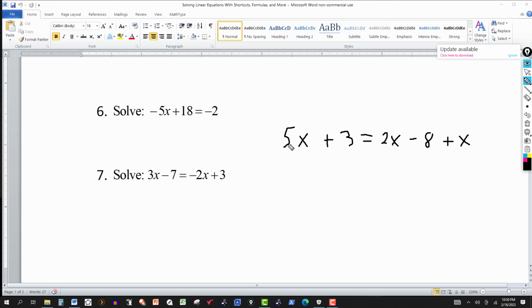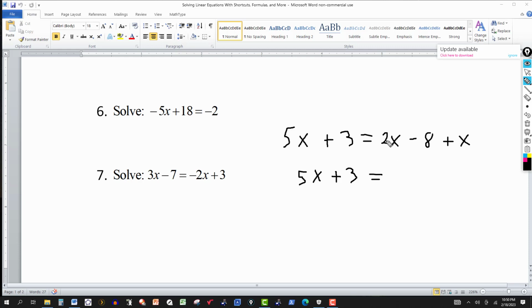Well, I can't add up a 5x and a 3 on the left side, so I'm going to leave that the way it is for now. This will be 5x plus 3. What can I do on the right side? Well, if I had another, say a 3 over here, I would combine those with the minus 8. You can combine the numbers with the numbers and the x's with the x's.